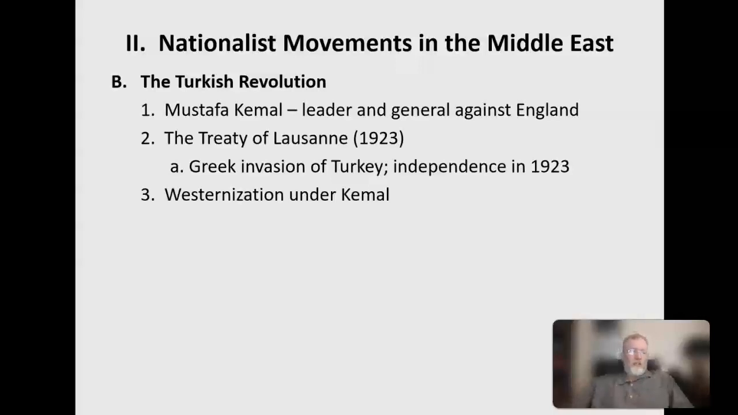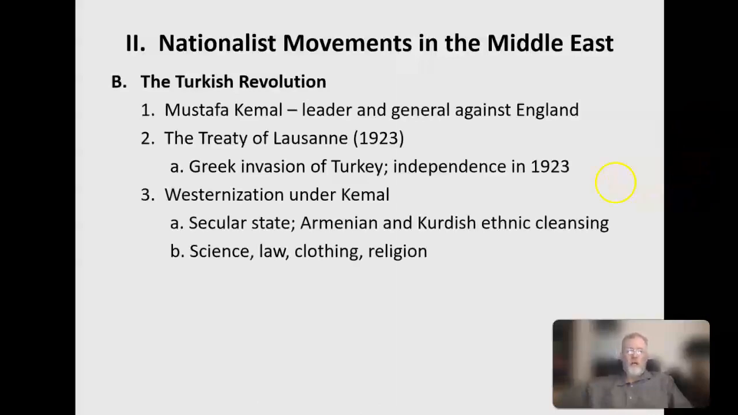He works towards building a secular state. He moves to westernize the nation. He crushes the Armenian and Kurdish ethnic minorities. He establishes a one-party system of government. He does accept Western science and law, and he does minimize Islam. He turns it into a different type of Islamic state, a modern, more secular Islamic state.